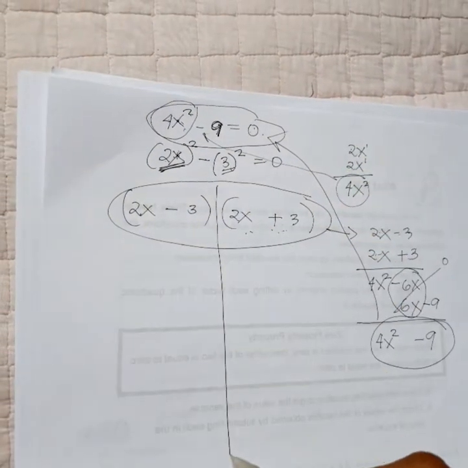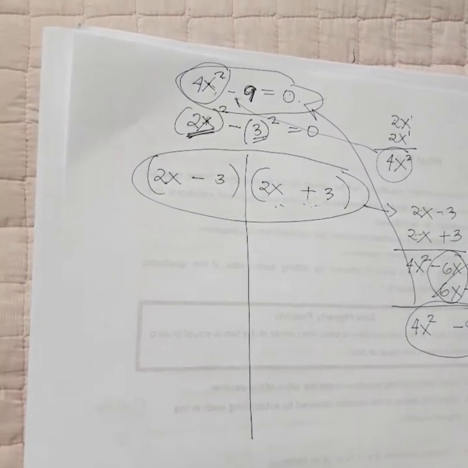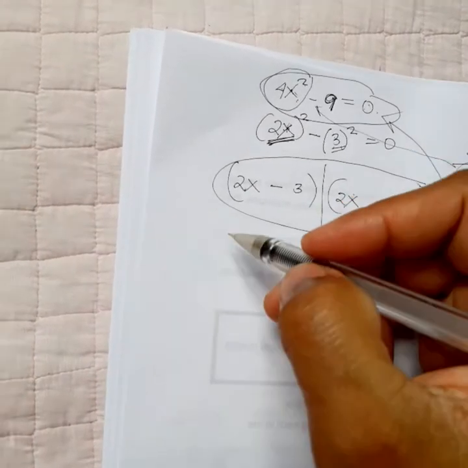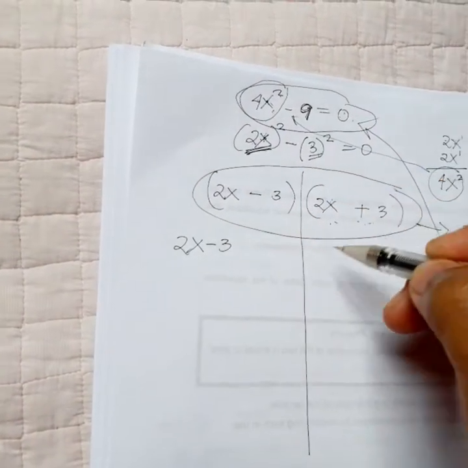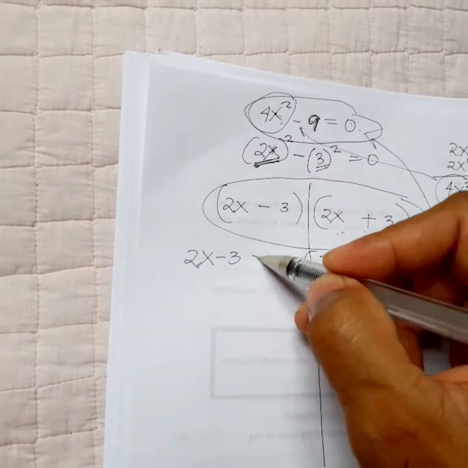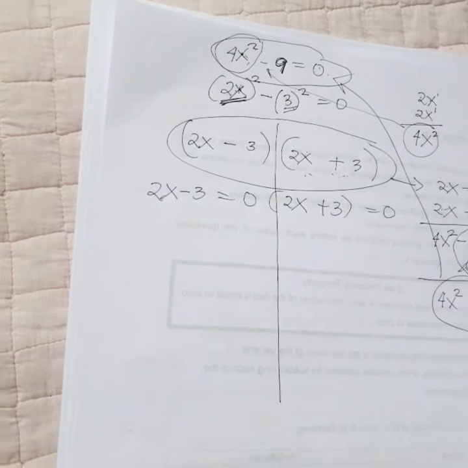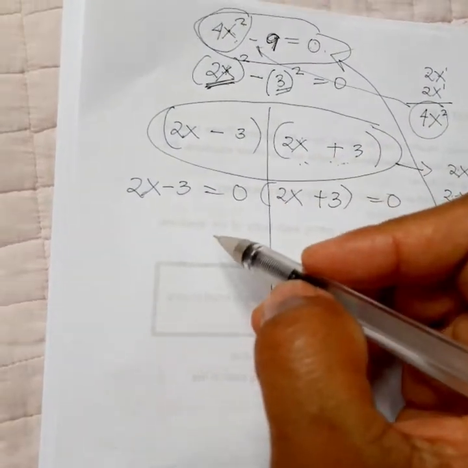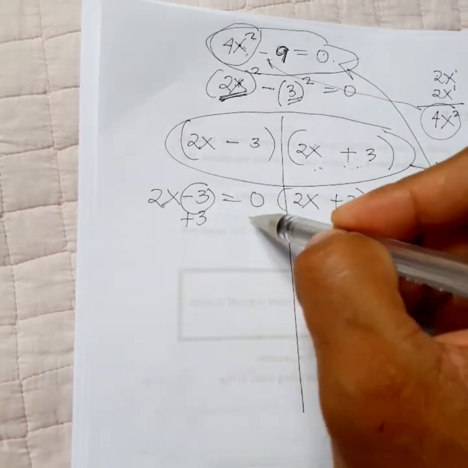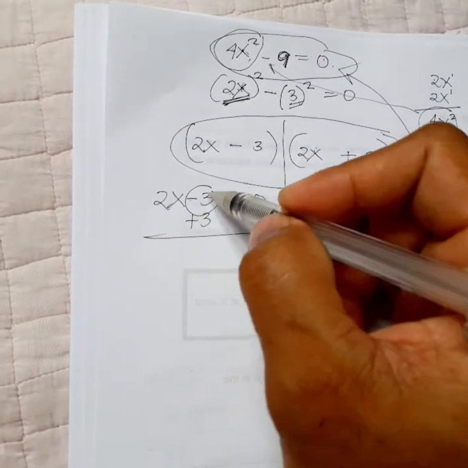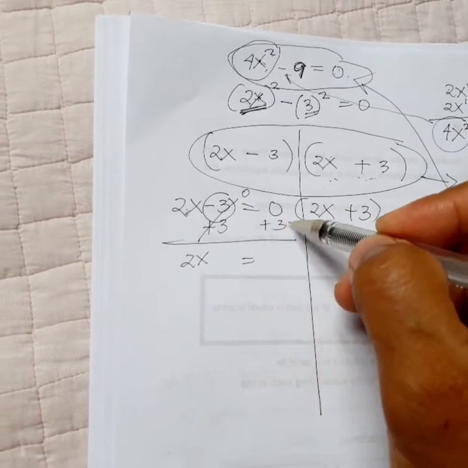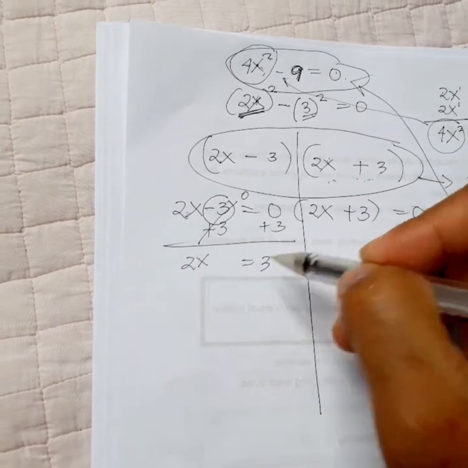So we separate them. Okay, remember that x, because we separated them there. So we have 2x minus 3, 2x plus 3 equals 0. We just equate to 0. So simply, to eliminate minus 3, we add 3. We add 3 here too. So we have 0, so 2x equals positive 3, since 0 plus 3 is 3.